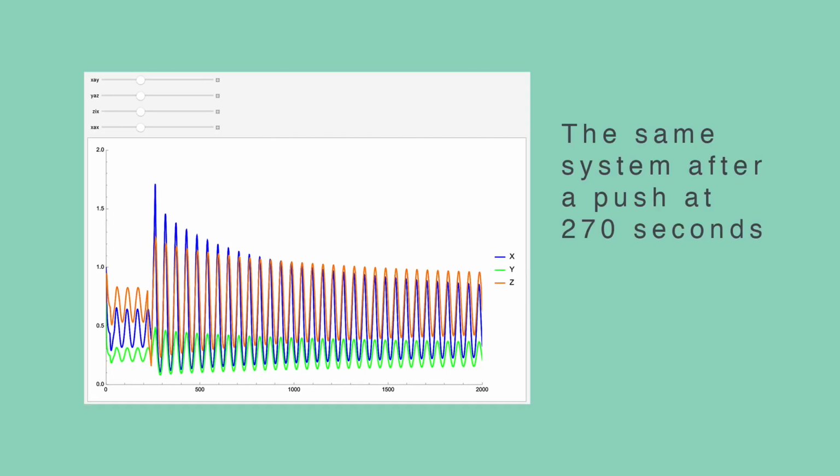Here is the solution for the same system with a push, a sudden increase in the value of z, the cell-cell contact area, starting at 270 and lasting 20 seconds. After a lag of about half a cycle, the oscillations suddenly increase in size fivefold. It takes many cycles to decrease, and it's not clear from this graph that it will ever decay to the pre-push value. A longer simulation shows that values do eventually fall to pre-push levels, but the decay is not exponential.